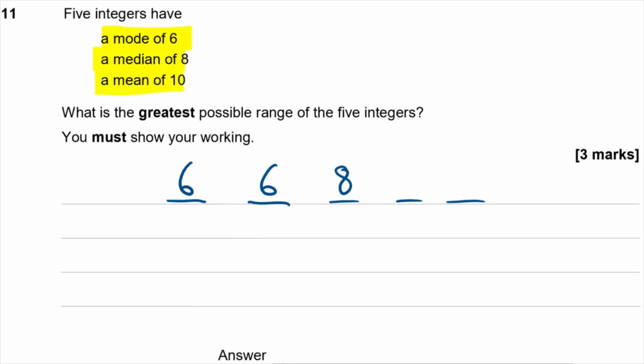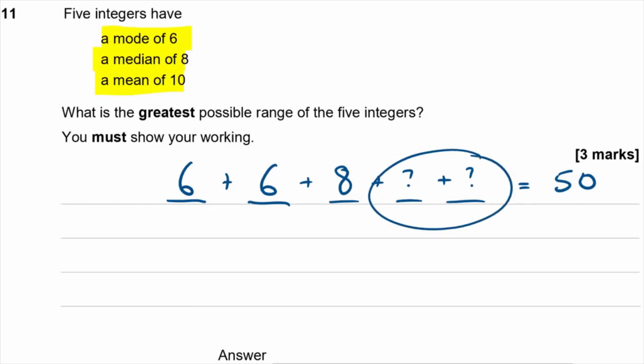Last piece of information has a mean of 10, which means if I add them all up and divide by 5, I should get 10. So 6 plus 6 plus 8 plus something, that's going to be equal to 50 then, isn't it? Which means that these two numbers together has got to be the difference between 50 and 6 plus 8, which is 20. Now clearly they need to be bigger than 8, otherwise I'm not going to have 8 as my median.